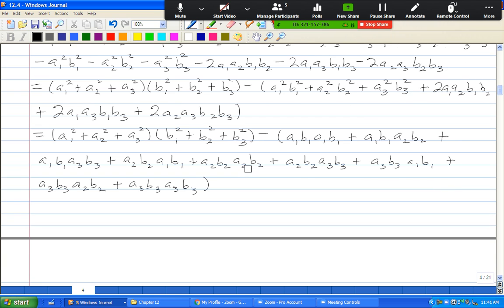So now, let's do this some more. So this is equal to A1 squared plus A2 squared plus A3 squared, times B1 squared plus B2 squared plus B3 squared. So that's just this first product. Minus.